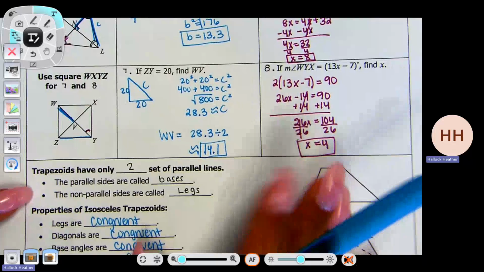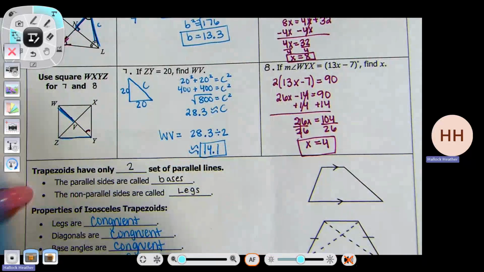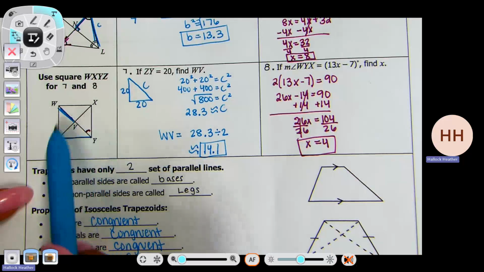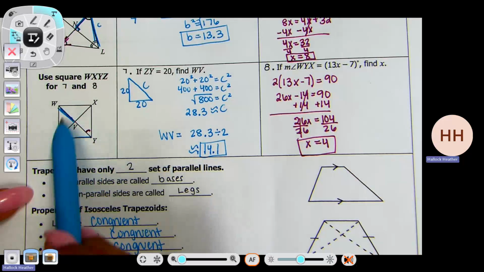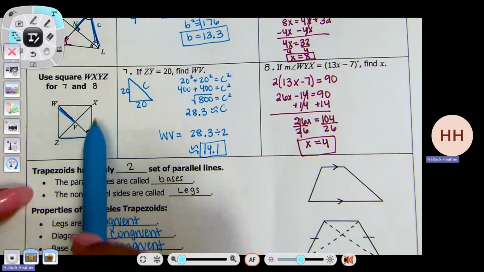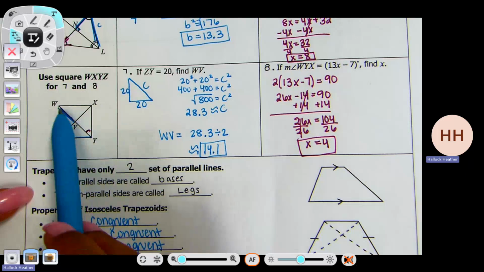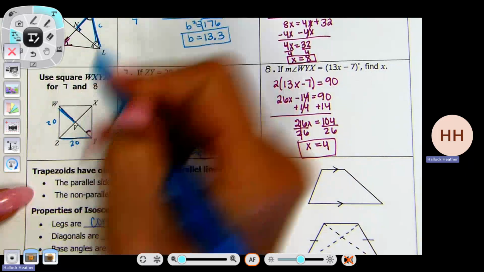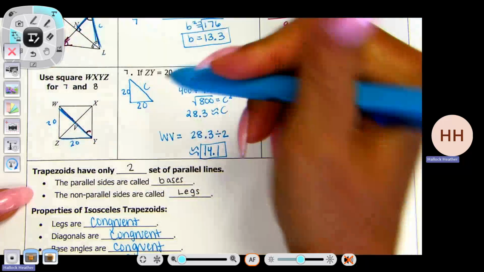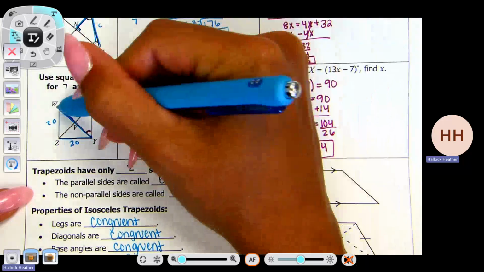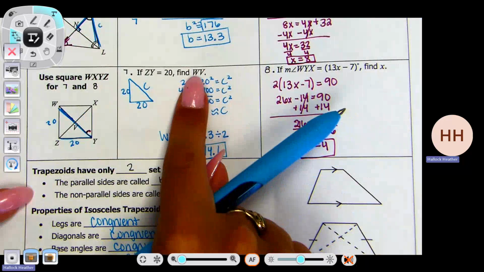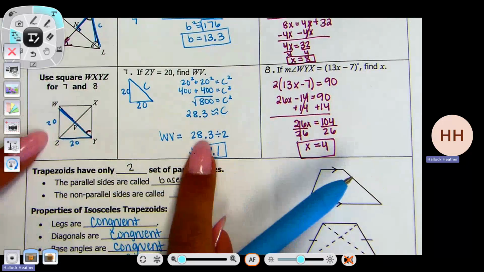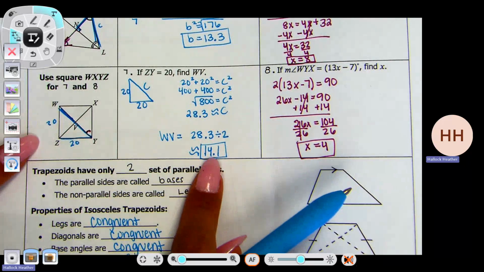Squares and rhombuses are very similar. So YZ is 20. WZ is also 20, 20, 20. It goes all the way around. To find the diagonal, because if this is 20, this is 20, you're doing the Pythagorean theorem to find the whole diagonal. And then you want to know just the small piece of it. So I take that and I'm dividing by 2 to make 14.1.